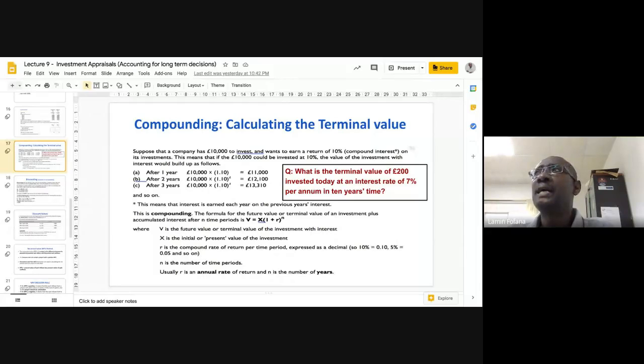Then we're going to look at NPV in details. We have an exam type question that we're going to do. It was a past ACCA question. And then we'll look at IRR, and then that will be the end of it. Right? So we're going to start.